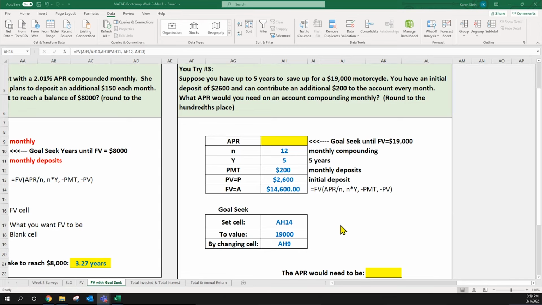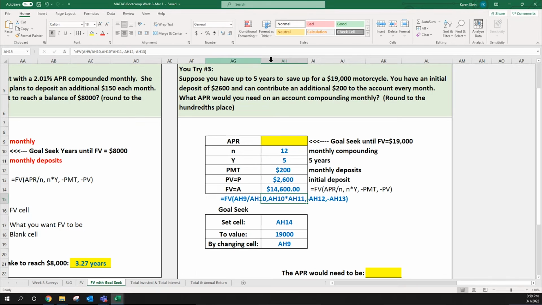All right, so I have all of my input parameters. We're looking for the APR. So I've got my formula in. I'll just show you what that looks like. It's a long one here because I'm in the double letters over here. And now I'm ready to goal seek.